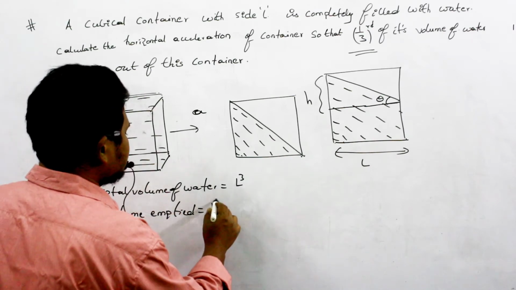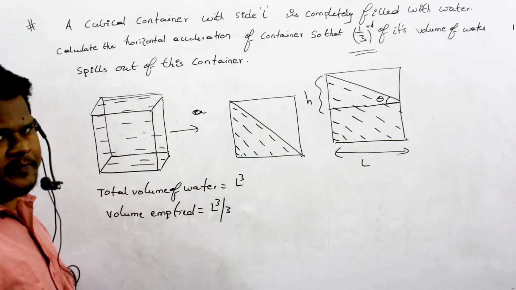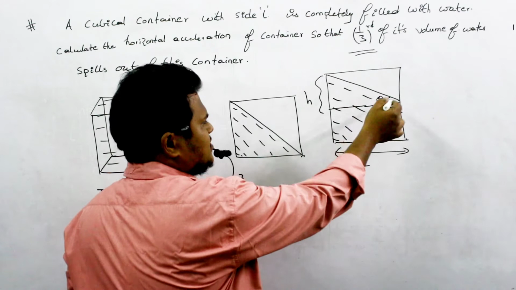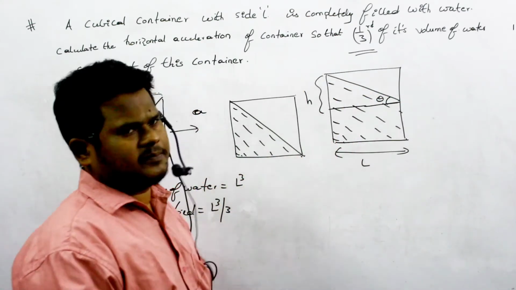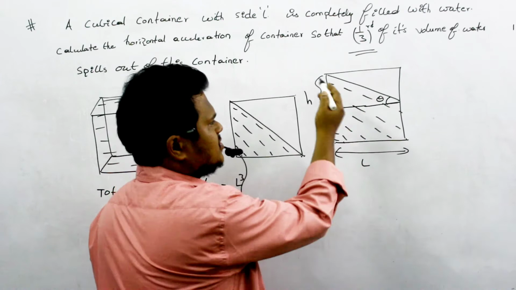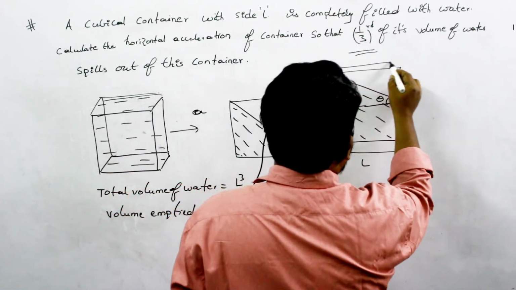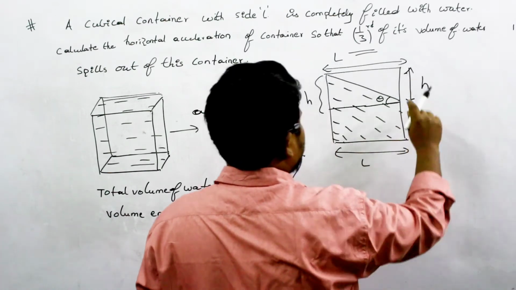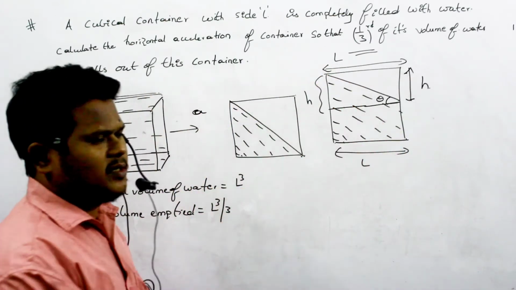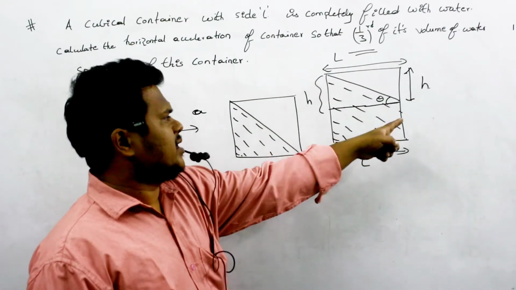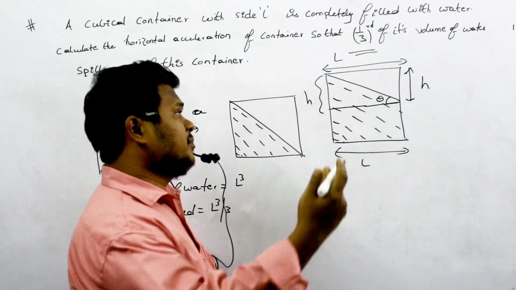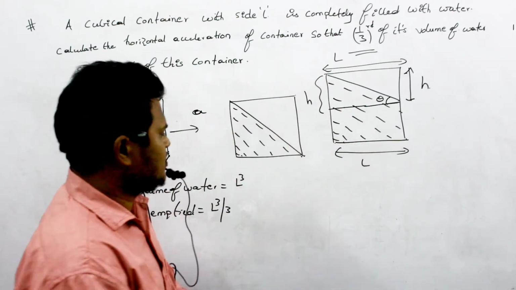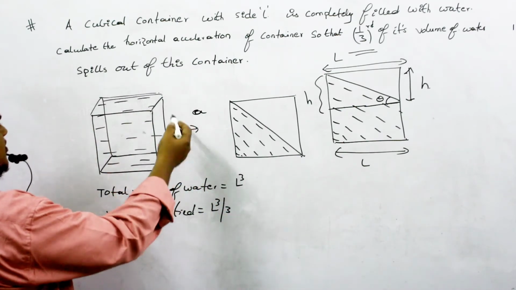Volume emptied is equal to L cube divided by 3. Now this is the emptied volume which is present. If I see this figure, it is in the form of a triangle. Observing from this direction, I see a triangle whose length is L and whose height, let it be h. This is also my h value. This will give the area, and area multiplied by the depth of this cube will give the volume of the liquid which is emptied.